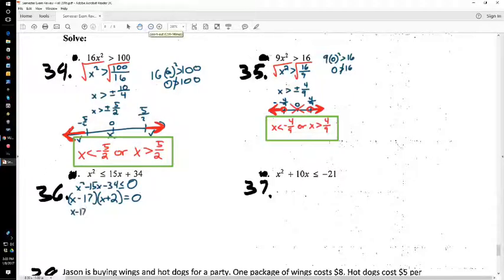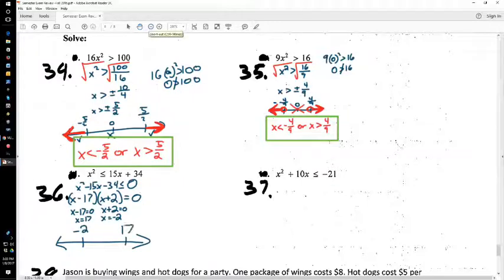x minus 17 equals 0, so x equals 17. And x plus 2 equals 0, so x equals negative 2. So those are my two values. Again, we got to pull up our number line. And then we'll put up negative 2 and positive 17.